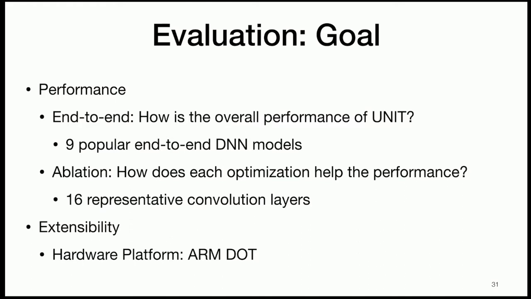We evaluate our compilation flow along two lines, performance and extensibility. For the performance, we first compare the end-to-end performance on 9 popular DNN models. Then we incrementally enable each tuning strategy to see their impact on performance on each single layer and explain why we can or cannot do better. We also stress our compilation flow on ARM VDOT to demonstrate the extensibility.